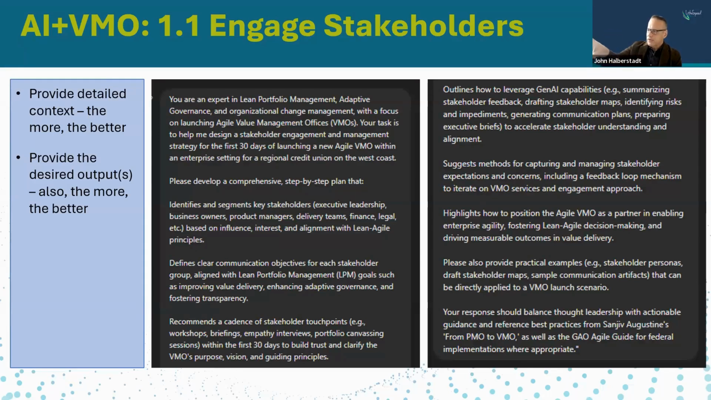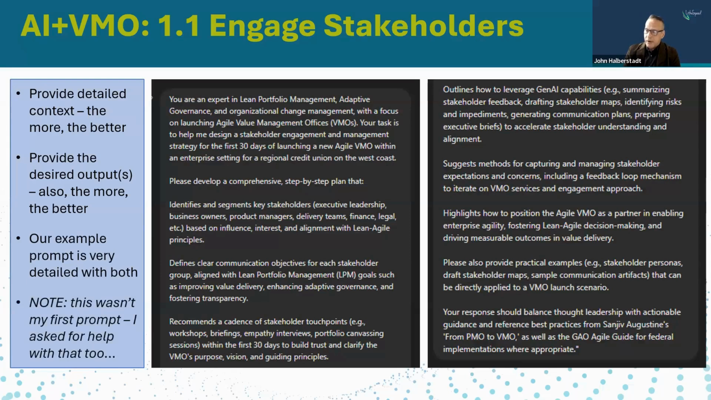So in this, you can see I've got a very deep and detailed prompt. And then at the bottom, again, your response should balance thought leadership with actionable guidance and reference best practices from PMO to VMO, and the GAO Agile Guide for Federal Implementations where appropriate. We've got a very detailed prompt.